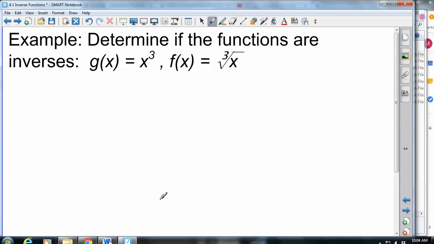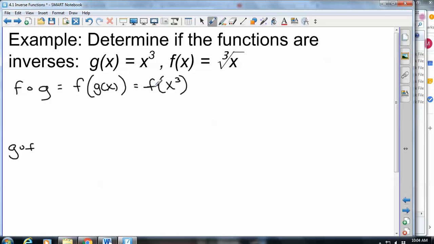All right, so let's use that to decide if these functions are inverses. If I want to figure out if they're inverses, we have to do both operations and get x for an answer both times. So I'm going to do f composed with g and g composed with f. Now, I'm going to do it this way, and then we'll talk about if you had another option for how you might find that. So f composed with g means f of g of x.